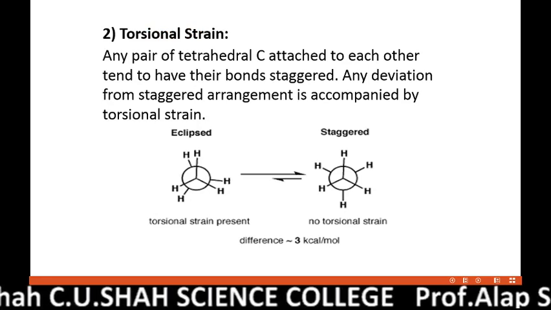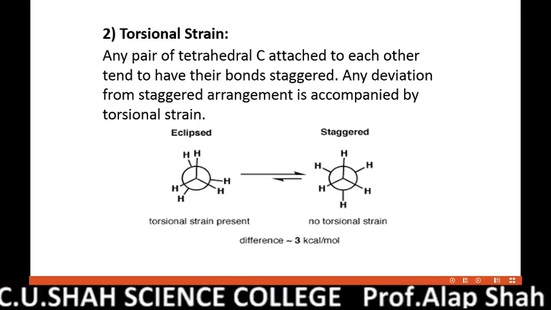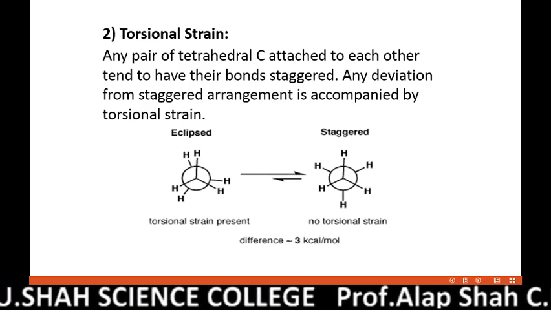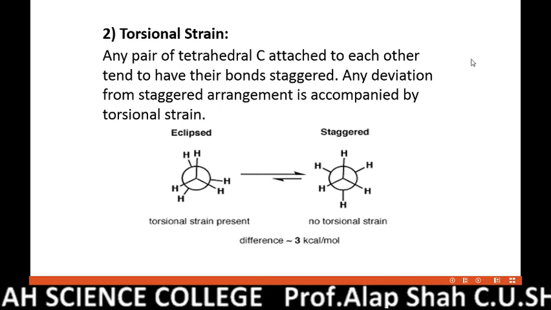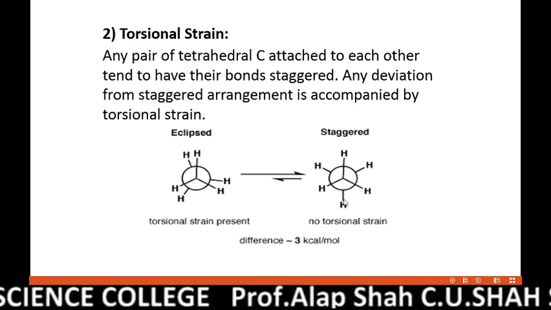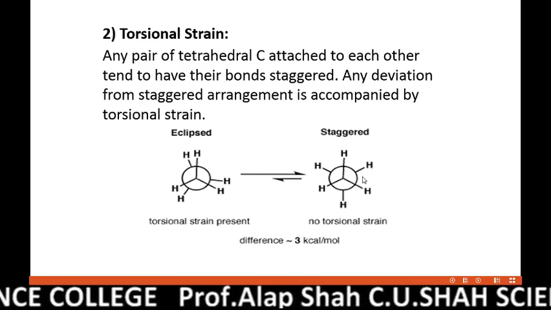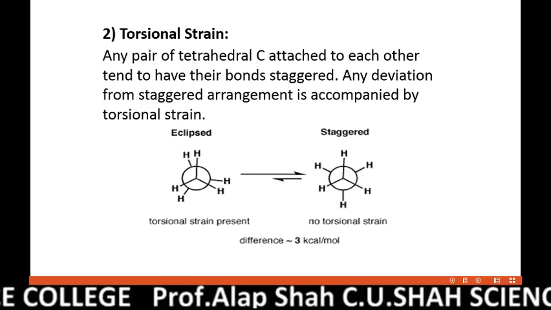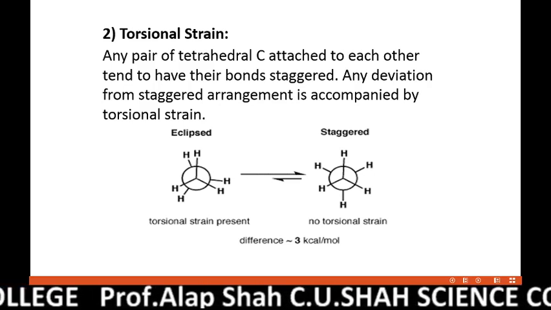The second factor is called torsional strain. It is also called Pitzer strain. So here you can see the two conformers of ethane. This is called staggered, in which you can see all 6 carbon-hydrogen bonds spread as far as possible from each other. So there is no chance of repulsion.